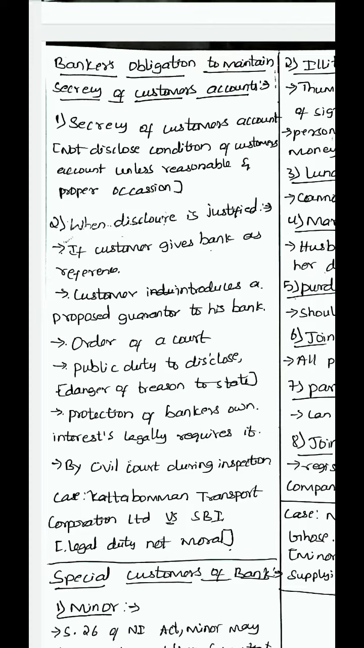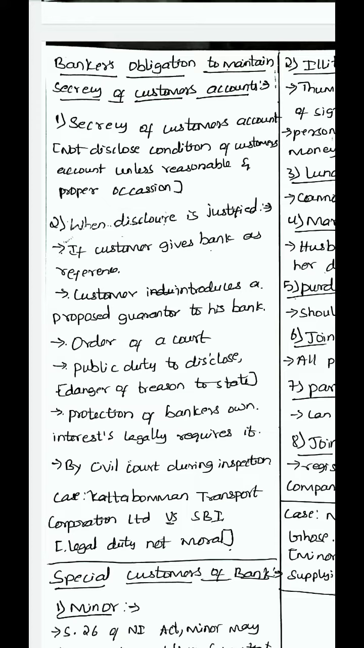If a customer gives the bank as a reference, that is, if the customer himself has given someone the bank as a reference and that person asks for information, then the banker can give information. Then, the customer introduces a proposed guarantor to his bank. If a customer proposes a guarantor to his bank, then the bank can disclose the customer's information to that guarantor.